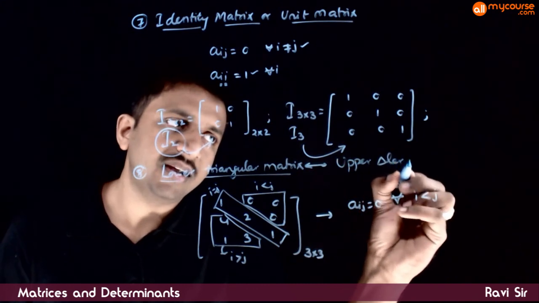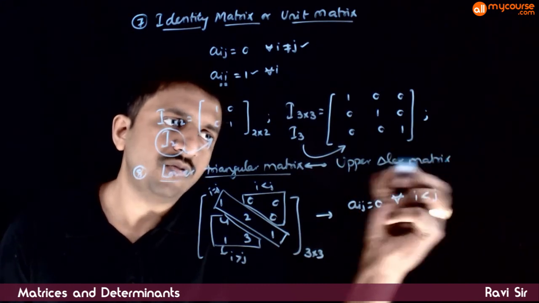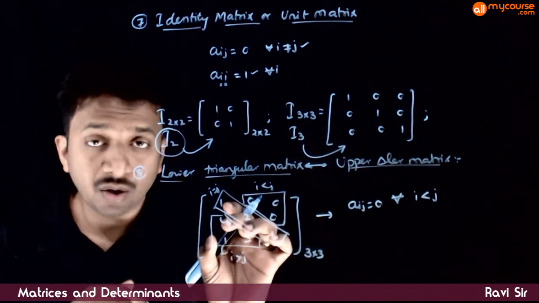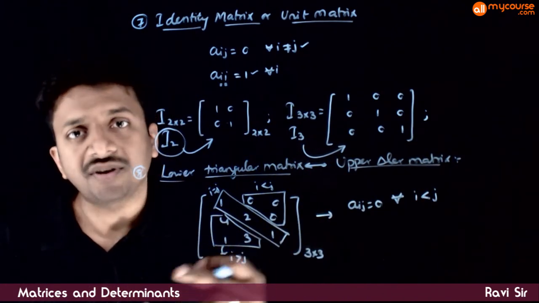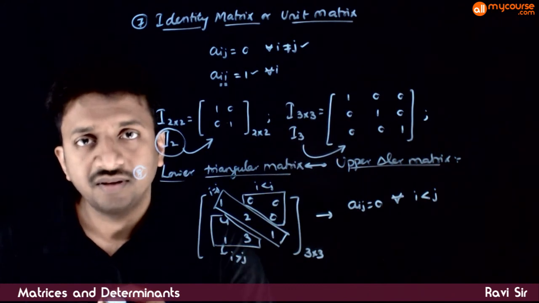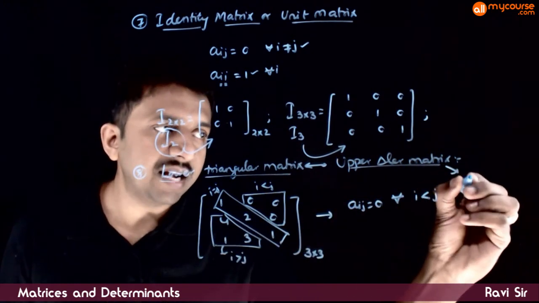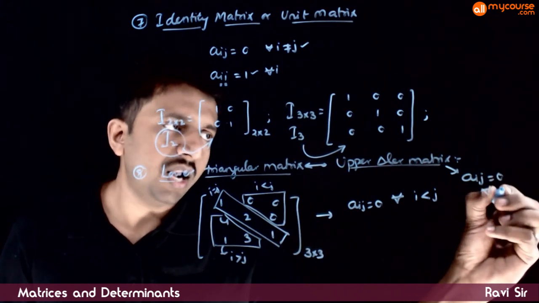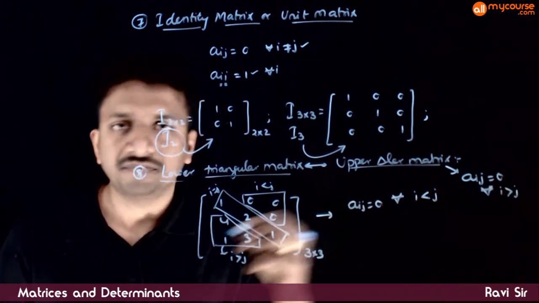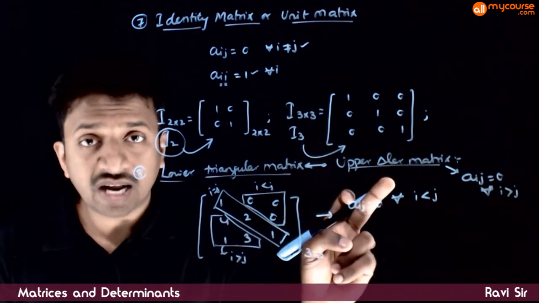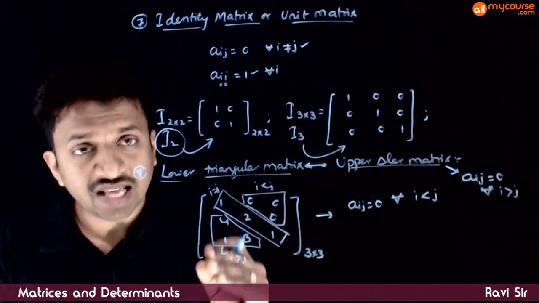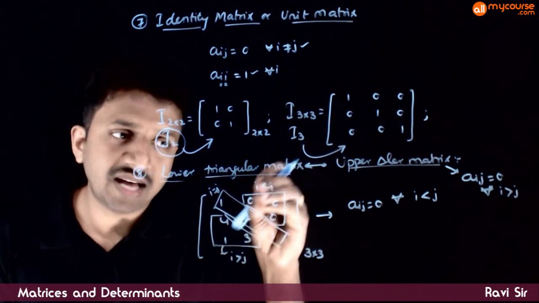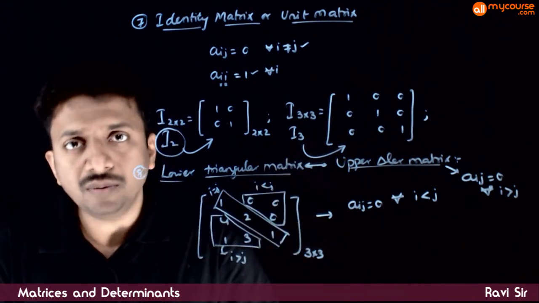Upper triangular matrix. So what will be the corresponding definition of an upper triangular matrix? If the lower triangular elements are 0, we call it an upper triangular matrix. So the definition of an upper triangular matrix is Aij has to be equal to 0 for all i greater than j. So an upper triangular matrix implies the lower triangular elements are zeros. A lower triangular matrix implies the upper triangular elements are equal to zeros.